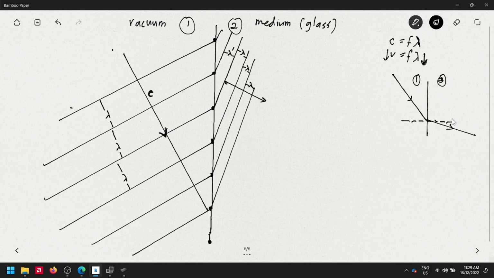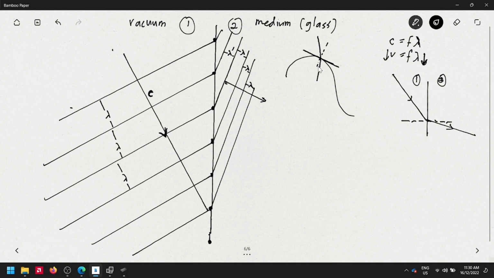So when I mention the normal, it means a line which is perpendicular to the surface. Well, you can have any surface, maybe a surface like this. So you have to take the tangent to the surface, and then the normal is perpendicular to the tangent of the surface. Okay? So when light enters at this point, it will get refracted.